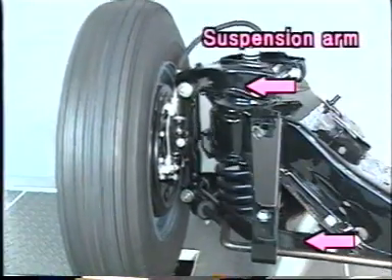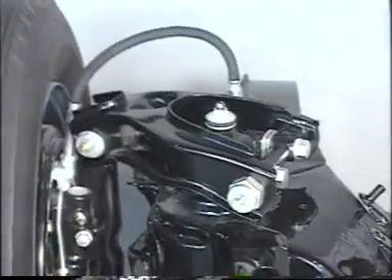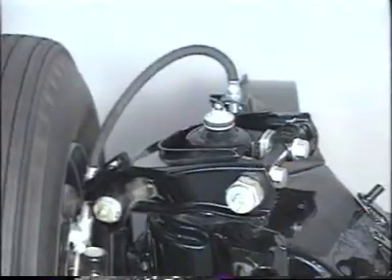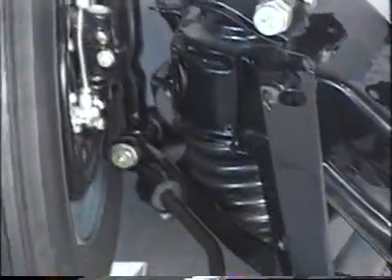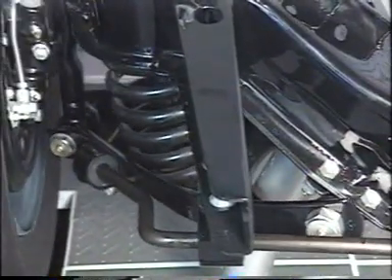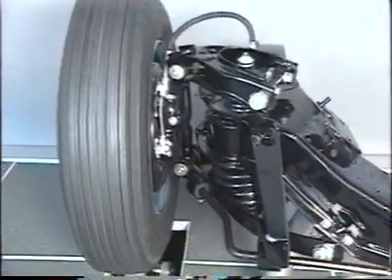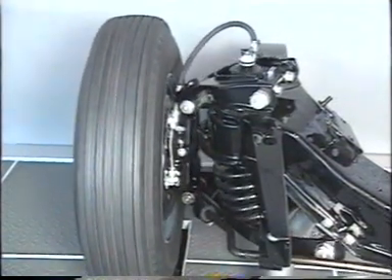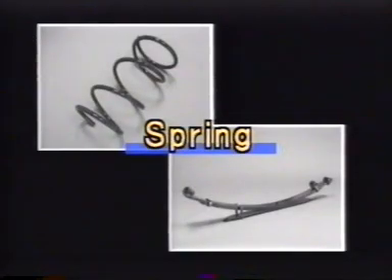The suspension arm restricts the lengthwise and sideways movements against forces applied from various directions to the wheels, but its construction allows up and down movement. In this case, the suspension arm is separated into upper and lower arms. Now let's take a close look at the functions and construction of each component. First is the spring.